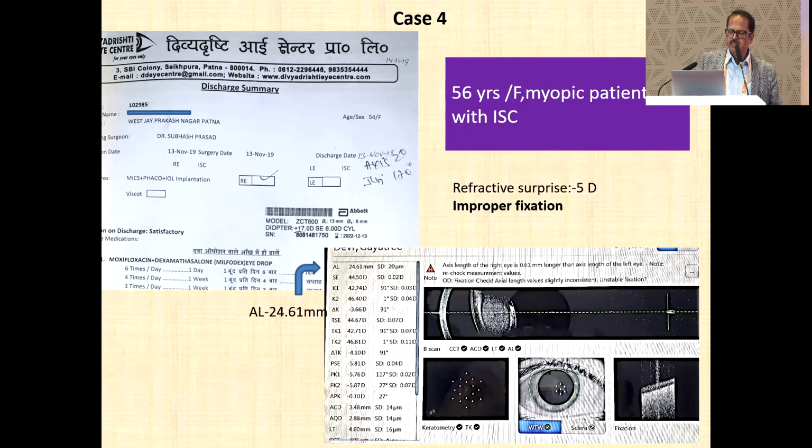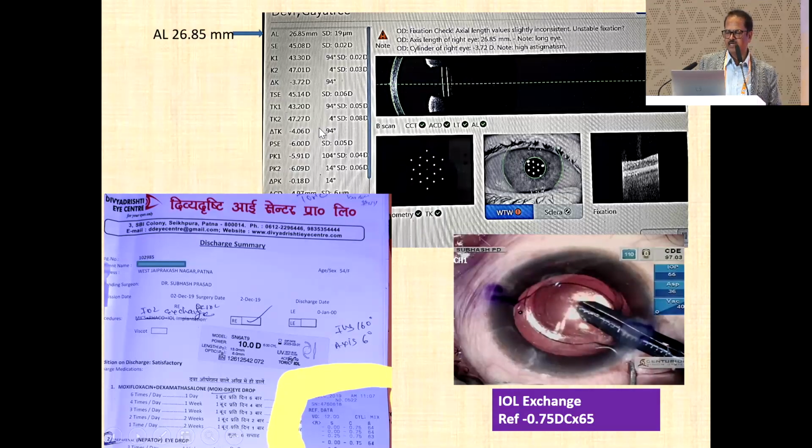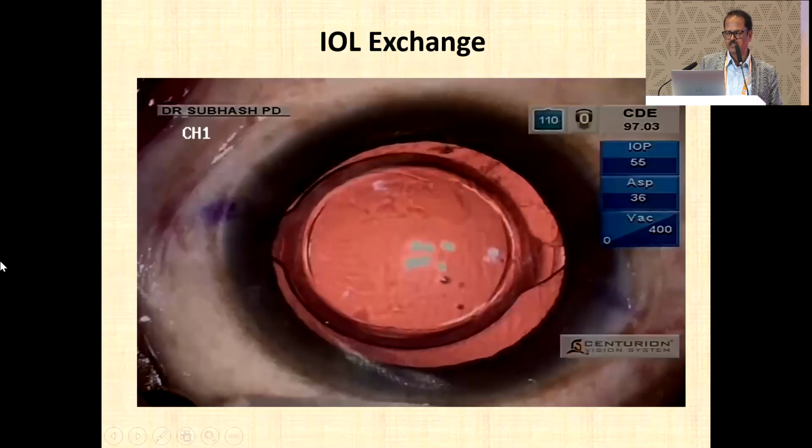When I reviewed what went wrong, I could see that, this is the IOL Master 700, the patient was not actually focusing. You can see the tilt, so the graph was not good. That's why the axial length was calculated much less than actual. So when I did that, you can see the IOL here. The actual axial length was more, so I had to explant this lens and then put a 10 diopter lens.